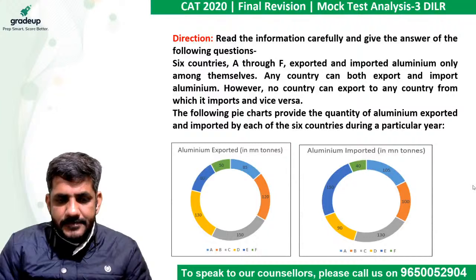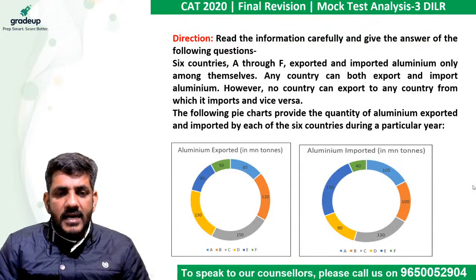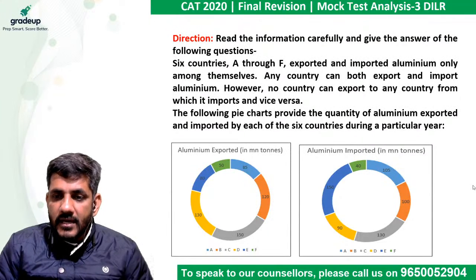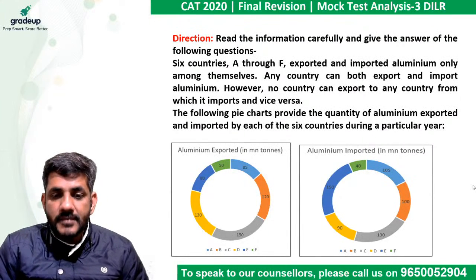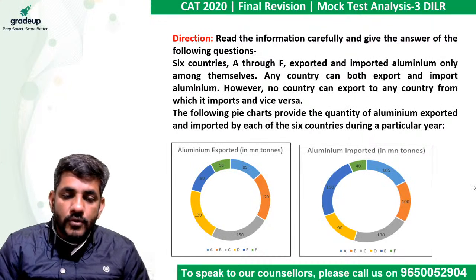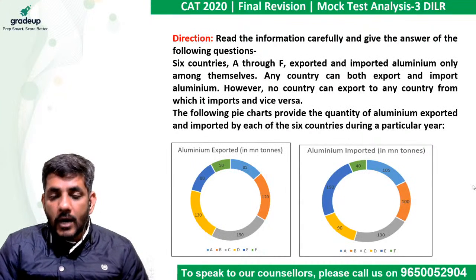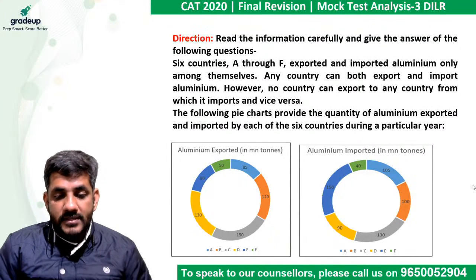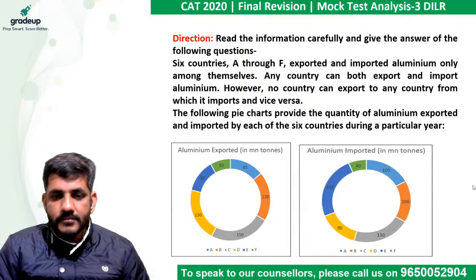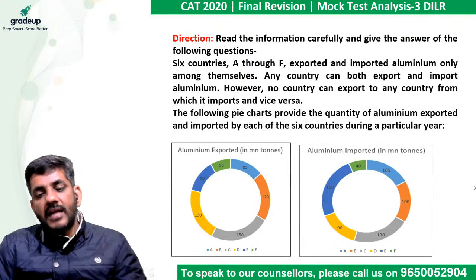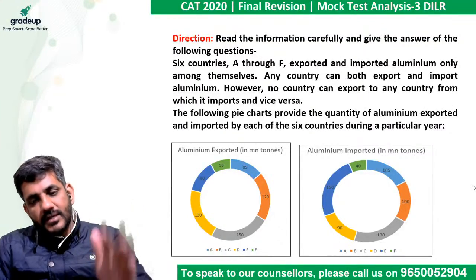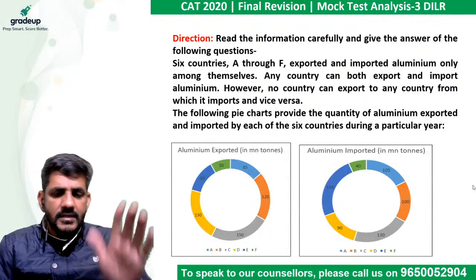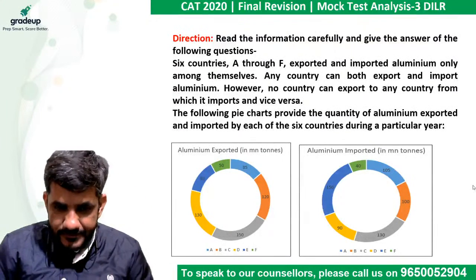Here is the next set. This is a DI set. I see 6 countries A through F exported and imported aluminium only among themselves. Any country can both export and import aluminium. However, no country can export to any country from which it imports and vice versa. Okay. So basically one country will export to some other country and one country will import from some other country. जिससे एक्सपोर्ट करेंगे उससे इंपोर्ट नहीं कर सकते, जिससे इंपोर्ट करेंगे उससे एक्सपोर्ट नहीं कर सकते.